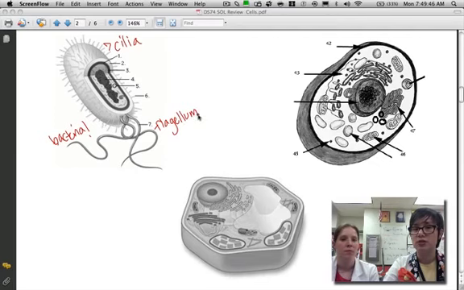And really the only cells in our body that have flagella, and it wouldn't be us, it would be the male version of our species, would be sperm.